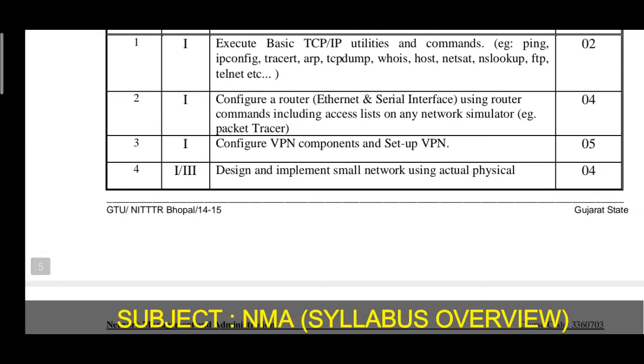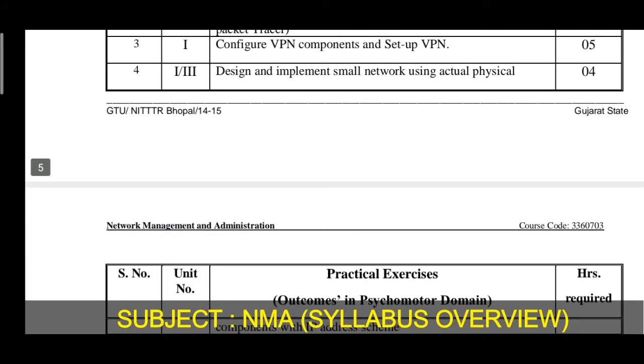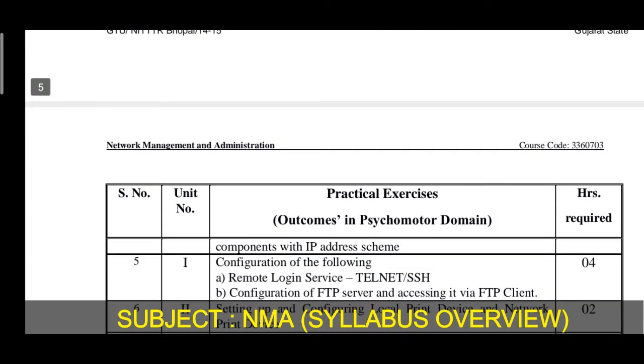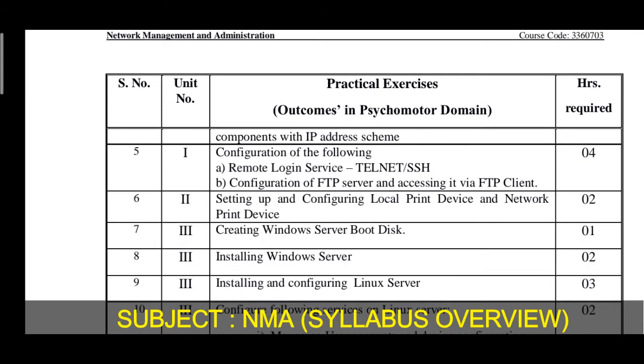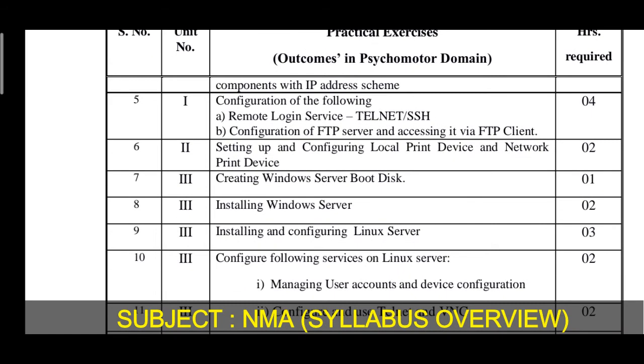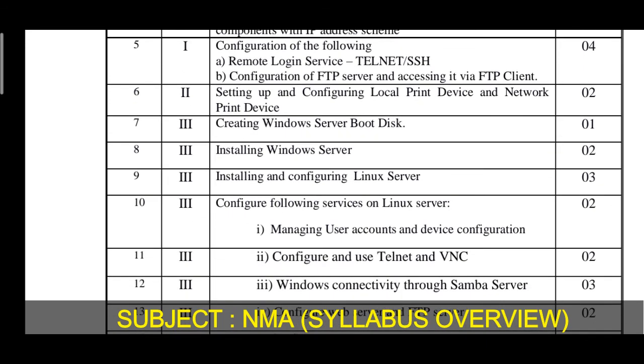Then configure VPN components and set up VPN. Then design and implement a small network using actual physical components with an IP address scheme. Then practical number 5 is the configuration of the following: first of all, remote login service Telnet as well as SSH. Then configure an FTP server and access it via an FTP client, file transfer protocol. Then set up and configure a local print device as well as a network print device.